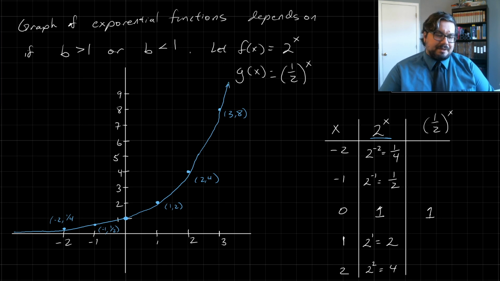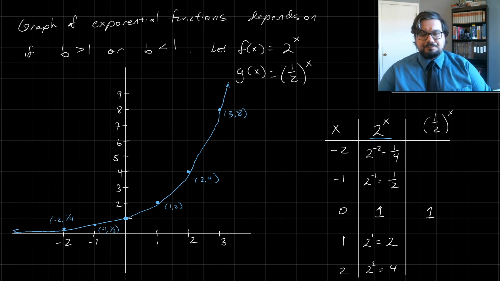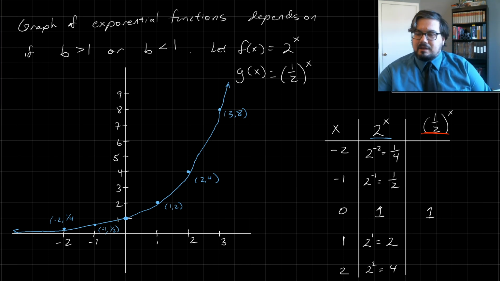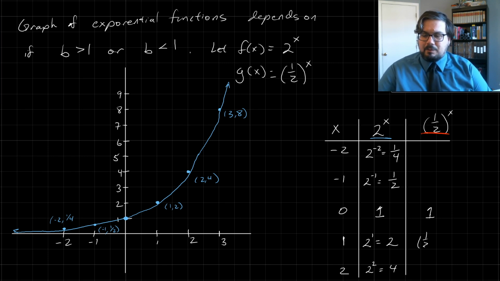Approximately like this. Now let's do the same for 1/2 to the x. Now if we plug in 1, then we get 1/2 to the first is equal to 1/2. And if we plug in 2, we get 1/2 squared is equal to 1/2 times 1/2, which is 1/4.